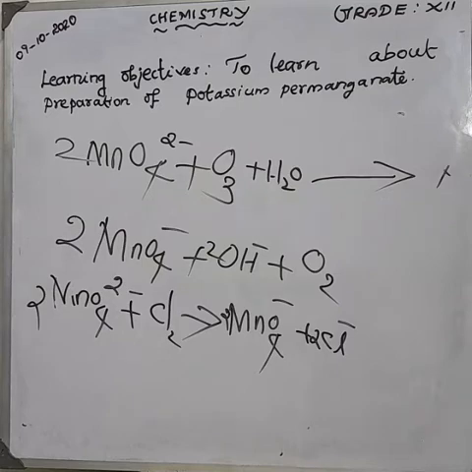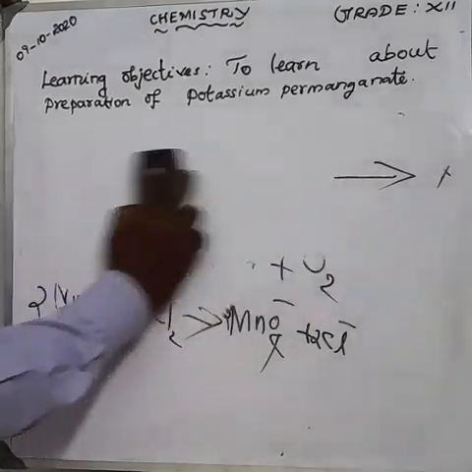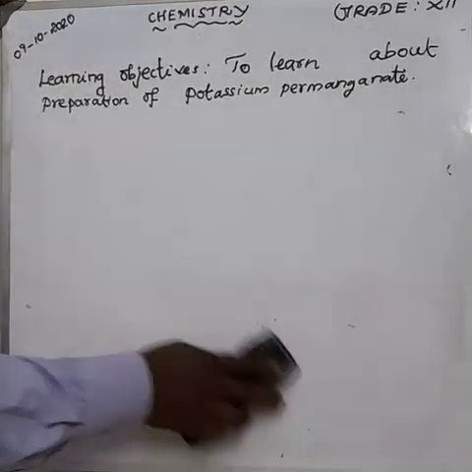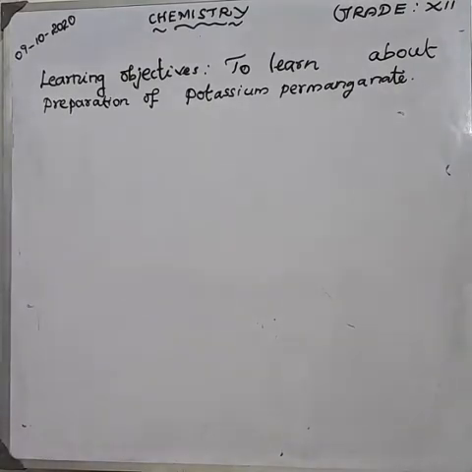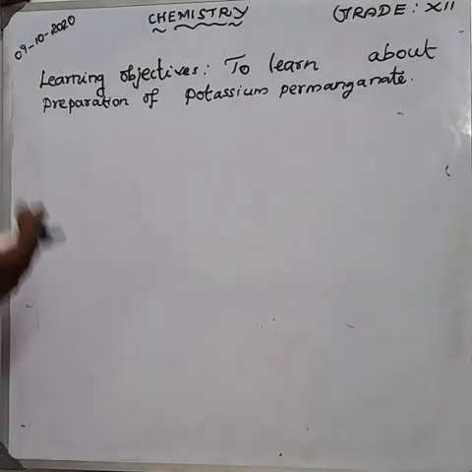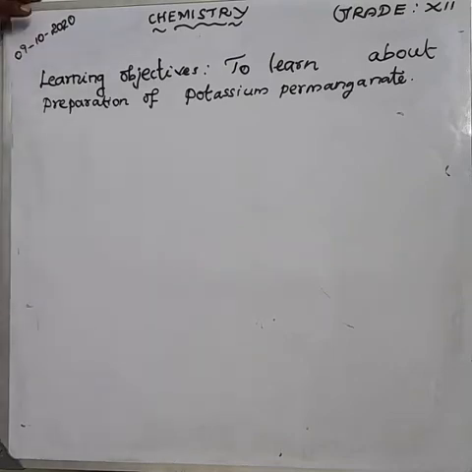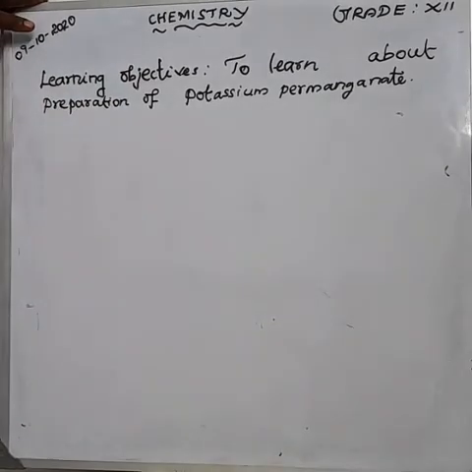Next, about the electrolytic oxidation. The electrolytic oxidation means when an aqueous solution of potassium manganate is electrolyzed in the presence of a little alkali. Here it undergoes electrolysis. Electrolysis means dividing into two ions, one cation and another anion, one becoming positively charged and the other negatively charged. That is the electrolysis.